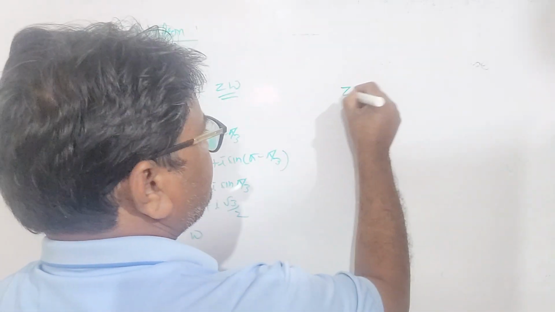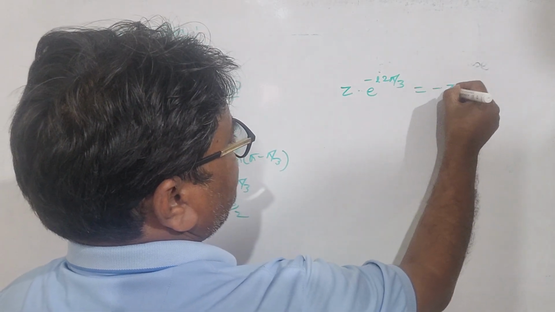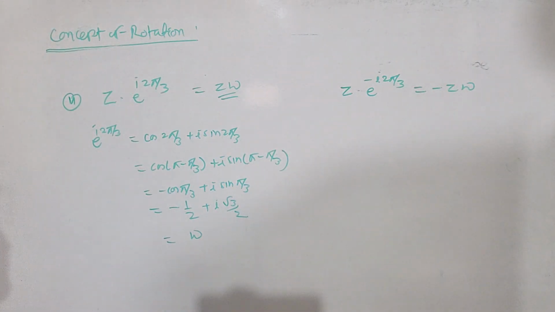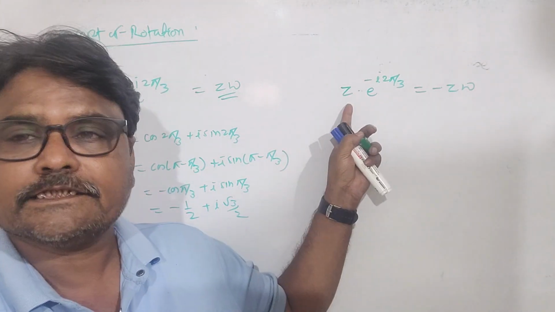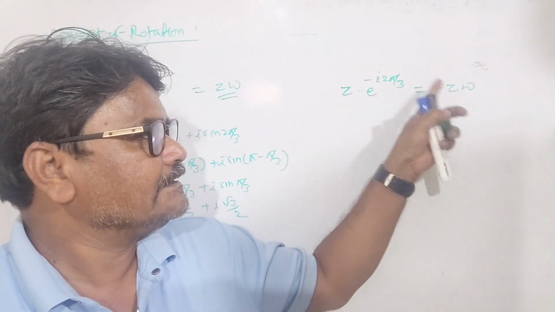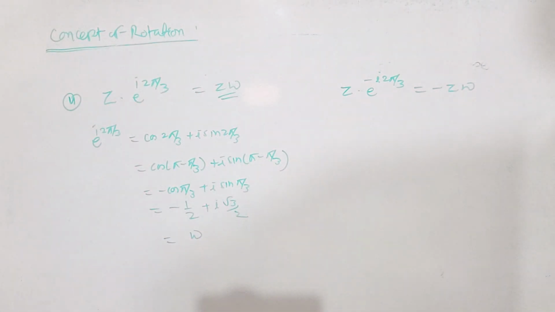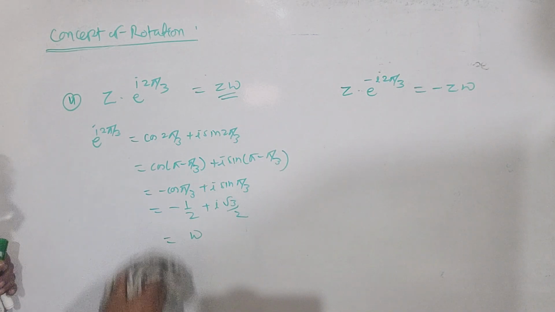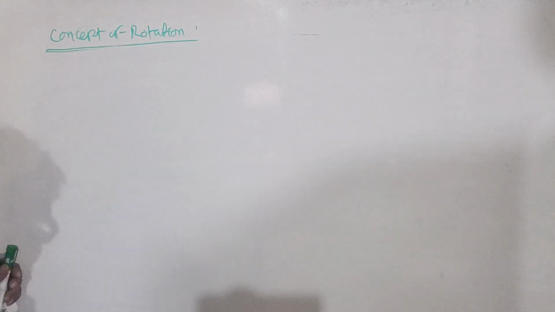Similarly, when z is multiplied by e to the power minus iota 2 pi by 3, the new position is z times omega bar, that is, z into minus omega, and that means the complex number z is being rotated 120 degrees in the clockwise direction and the new position is z omega bar. Correct? Okay, fine. So this concept we understand. Now let's see two important applications of the rotation of complex numbers.